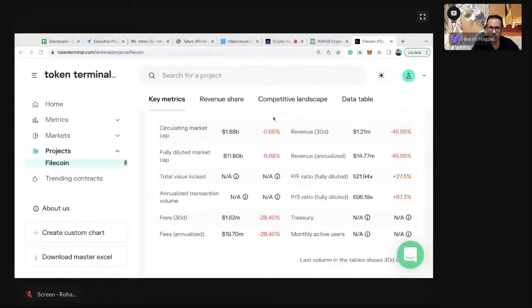I hope it's visible now. Can you give me a yes if you can see Token Terminal? Awesome.